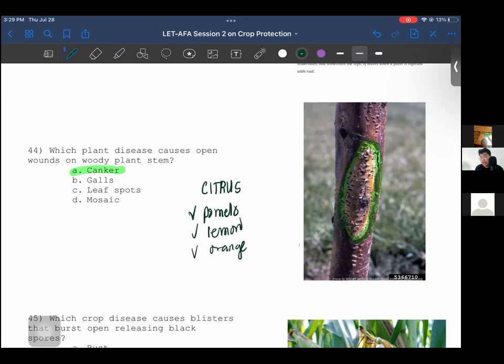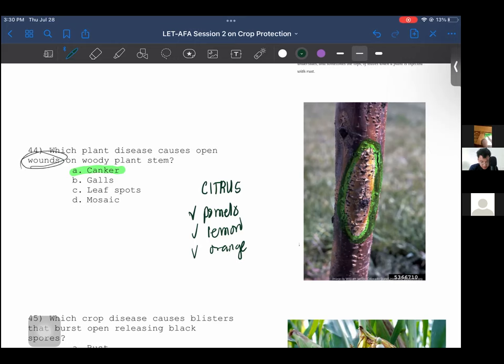Ang ganap dyan ay yung canker is caused by a bacteria. Pinubuksan niya yung tissue, para magmukhang entry for other bacteria to go in. Ayan ang ganap ng canker. But in this question, woody plant wounds. Ang keyword kapag canker ay wounds.